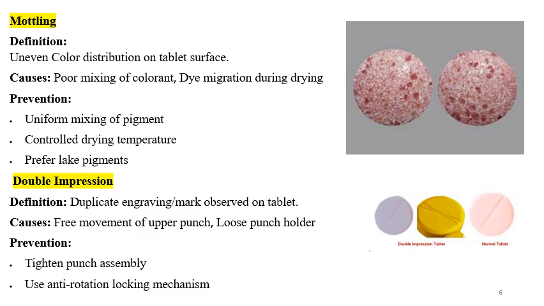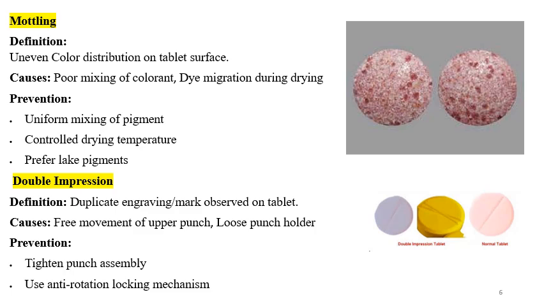Double impression. So if you can see there is a break line, and on one tablet, a yellow color tablet, you can see two times the break line is there. So it is double impression. We want only one impression, but it is the double impression. Definition of double impression is duplicate engraving or mark observed on the tablet.